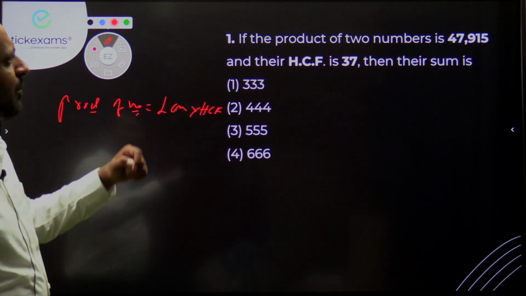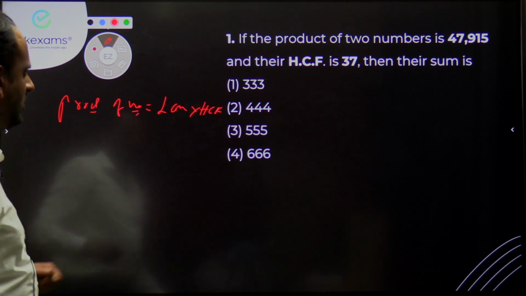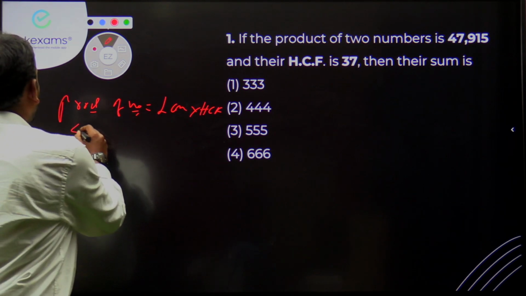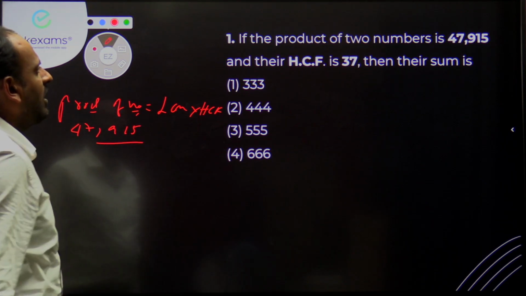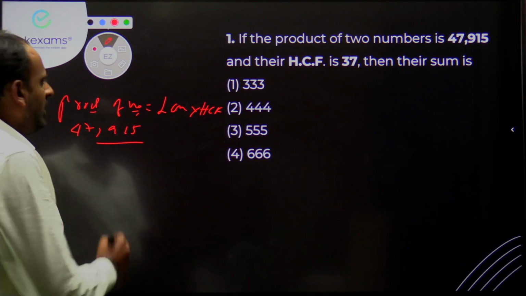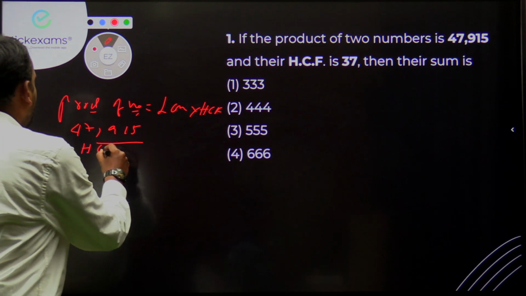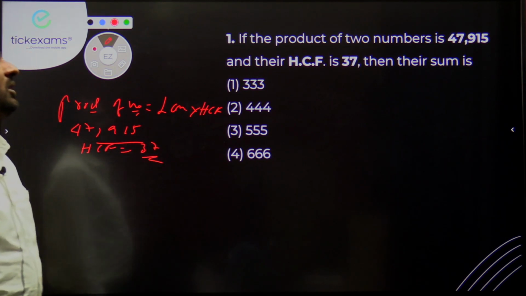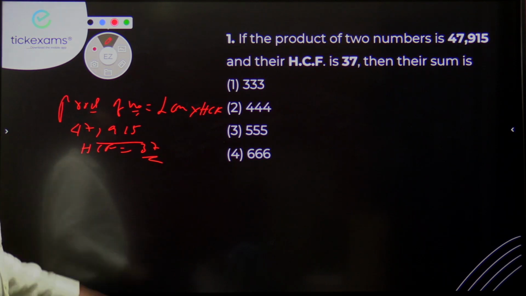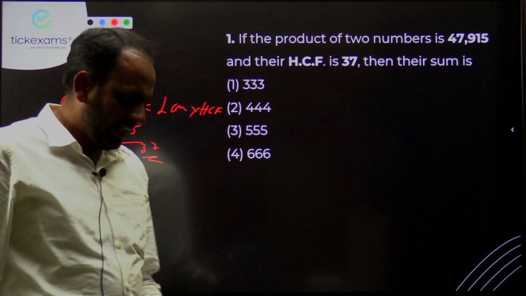They have given us the product of two numbers, right? So that is 47,915. This is what they have given already. Now, we know HCF is equal to 37. So HCF is 37. Now we have to calculate the next one, the values.